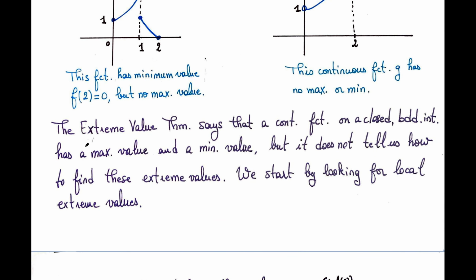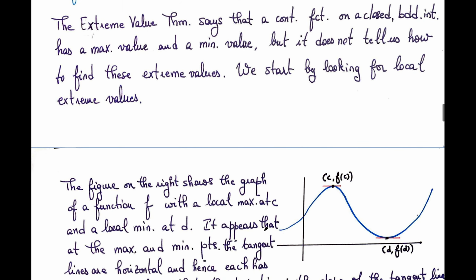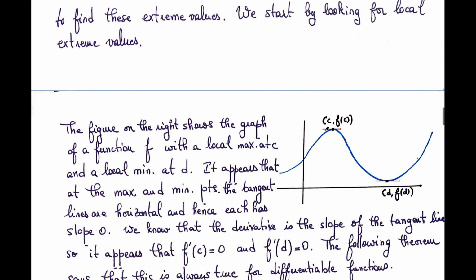Let's read this comment here. The extreme value theorem says that a continuous function on a closed bounded interval has a maximum value and a minimum value. This is what we just discussed. But it doesn't tell us how to find these extreme values. We start by looking for local extreme values. Let's see why.